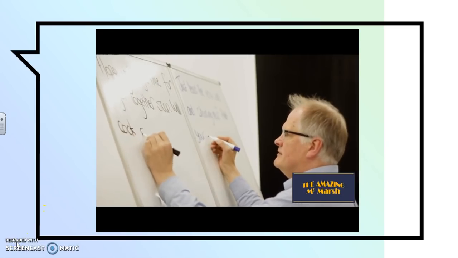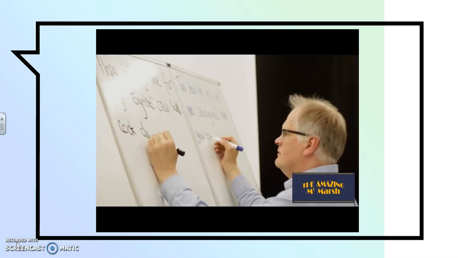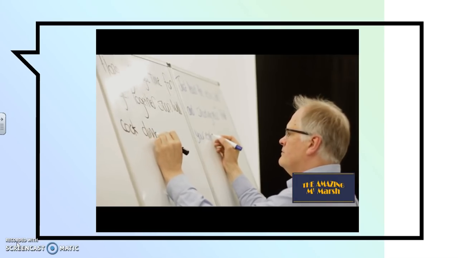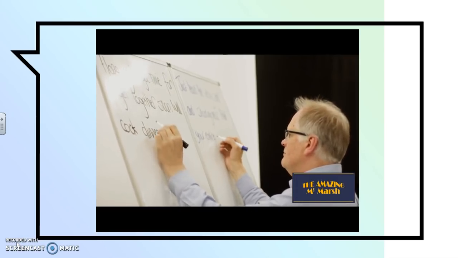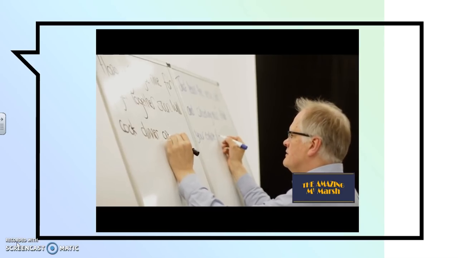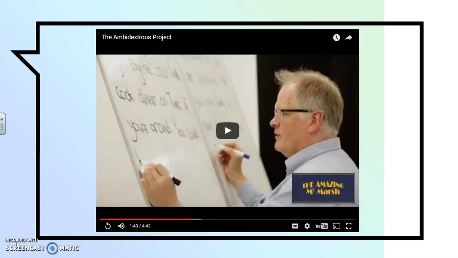As you can see, this man is ambidextrous. He is writing two different words at the same time with his two different hands. His handwriting is the same, or at least both legible with both hands. So he is considered to be ambidextrous.